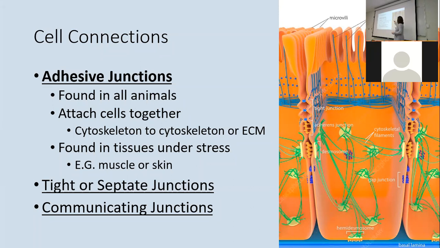These things, the way this picture looks like Velcro, just stick the cells together. They're attached either from cytoskeleton to cytoskeleton of 2 different cells, or from the cytoskeleton of one cell to the extracellular matrix of another cell. Somehow they're using those fibers to attach cells to each other. You frequently find more of these in tissues under stress, which makes sense. I really want my muscle cells and my skin cells to be attached to each other. It would be really unfortunate and pretty gross if they weren't. So you've got loads of these adhesive junctions making sure your cells stay attached.